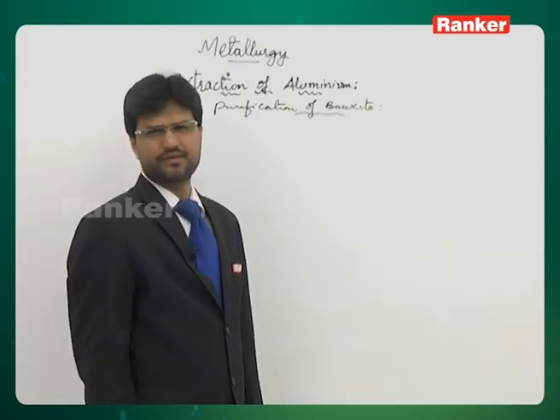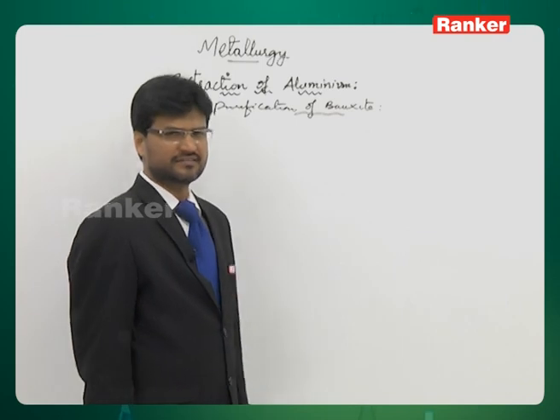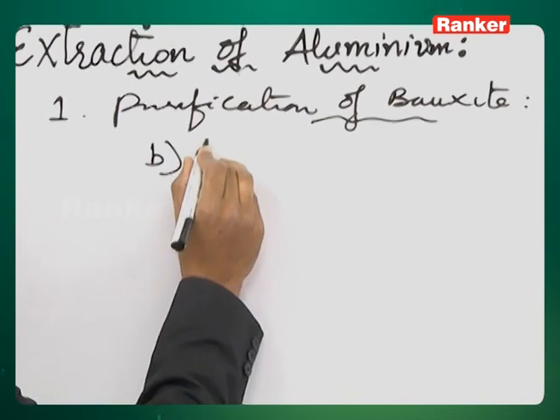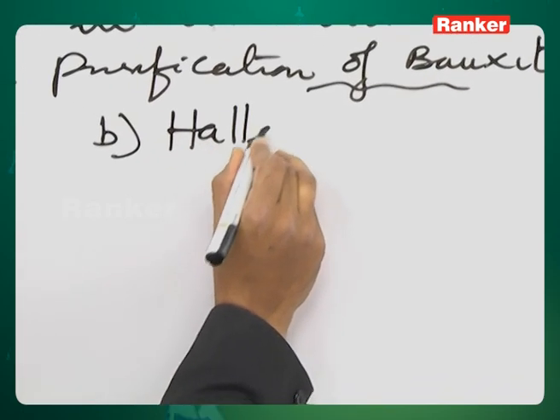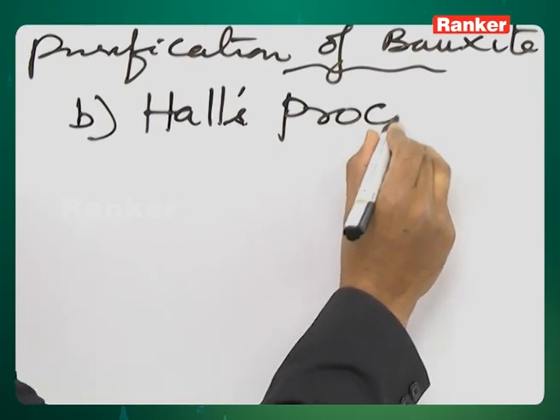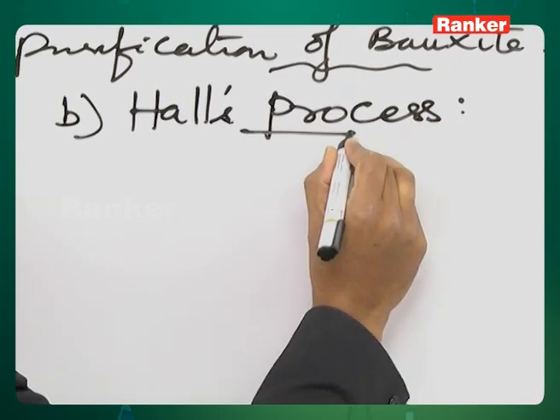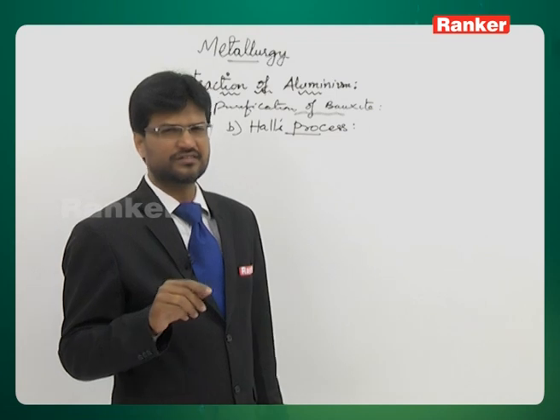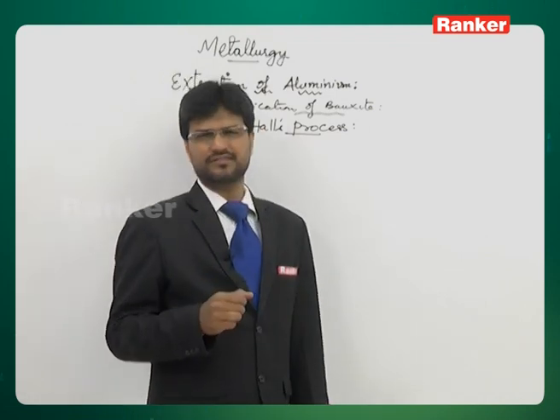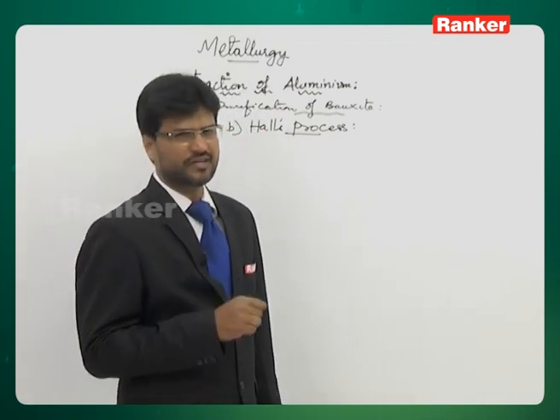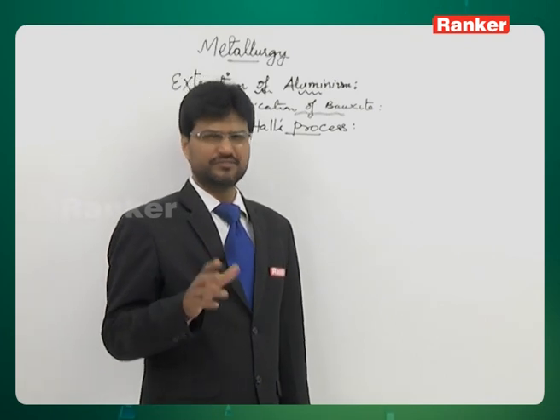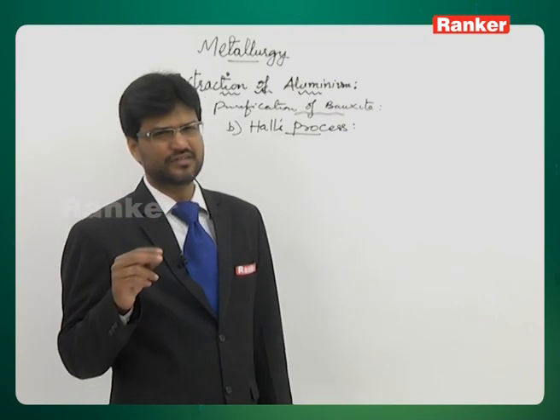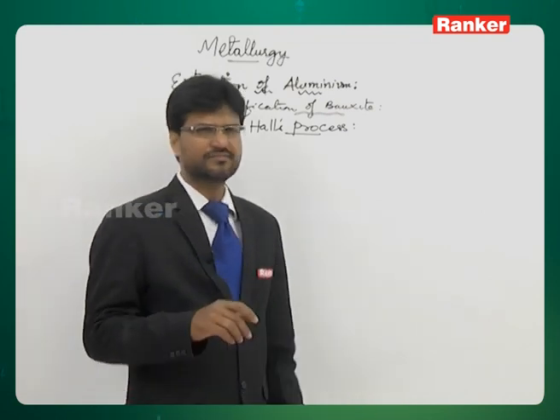Let's now learn another method of concentration of bauxite, that is Hall's process. See, in the Bayer process, the separating agent we have used is sodium hydroxide solution, whereas in Hall's process we make use of sodium carbonate solution. So that is the basic difference between Bayer's process and Hall's process. In Bayer's process we use sodium hydroxide, in Hall's process we use sodium carbonate.